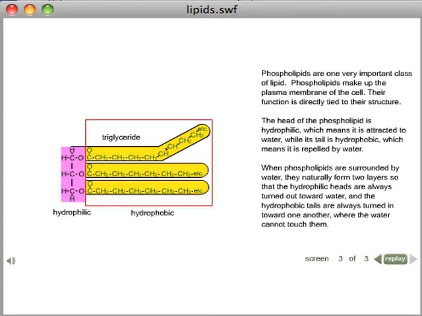When phospholipids are surrounded by water, they naturally form 2 layers so that the hydrophilic heads are always turned out toward water, and the hydrophobic tails are always turned in toward one another, where the water cannot touch them.